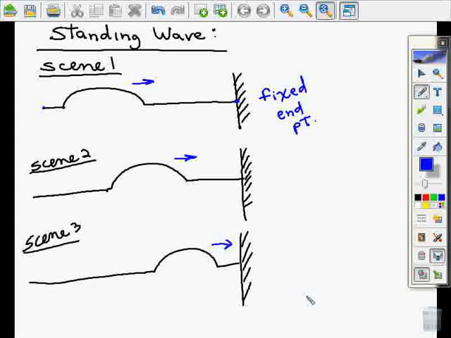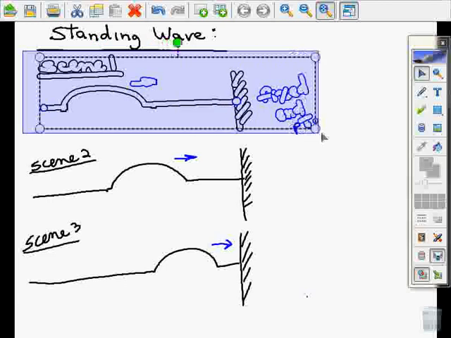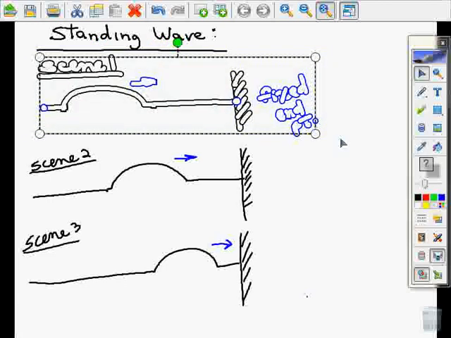And finally, scene 4, the wave hits the wall, but how does it reflect back? Jeremy? As a trough. Goes through a phase change because it's a fixed end. So let me make some space for my next scene.